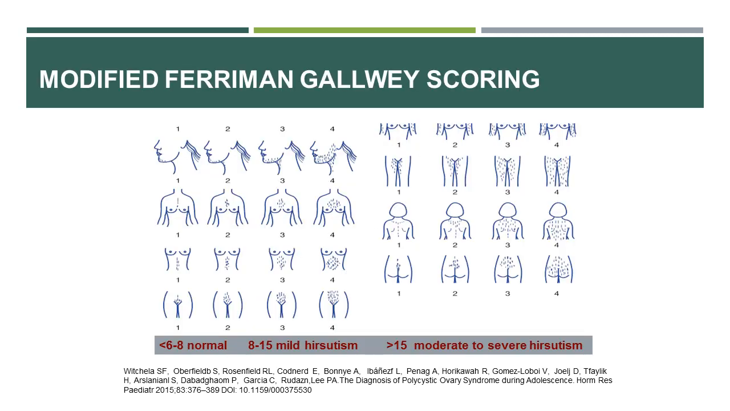This is the modified Ferriman-Gallwey scoring. As you can see here, the MFG scoring has 9 body parts, mainly the chin, the chest, the upper abdomen, the lower abdomen, the upper arm, the thighs, the upper back, and the lower back. Obtaining a score of less than 6 to 8 is normal. A score of 8 to 15 denotes mild hirsutism, and a score of more than 15 denotes moderate to severe hirsutism.